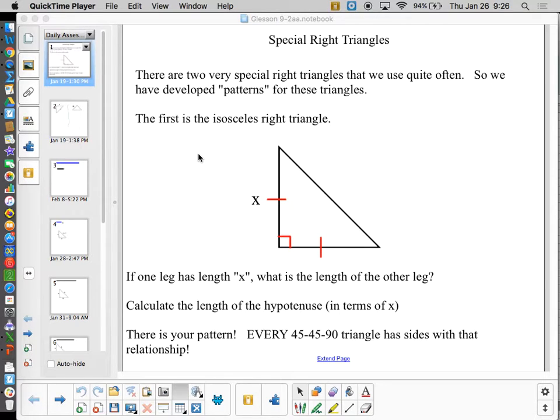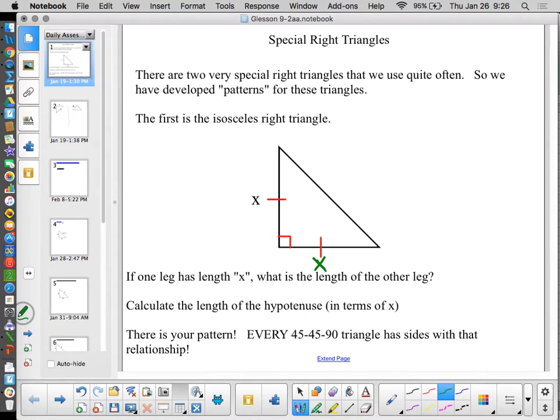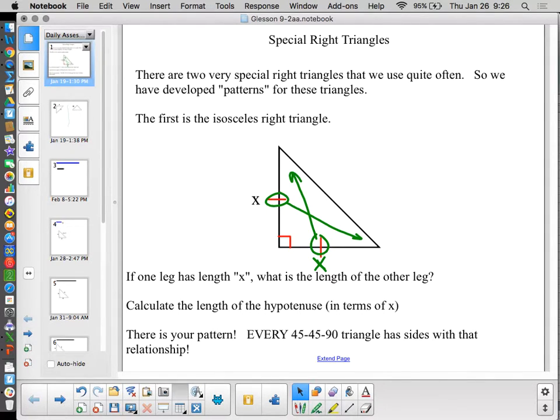All right, the first special triangle we're going to deal with, the special right triangle, is the isosceles right triangle. Now, isosceles triangle means a couple things. First, it means I have two sides that are exactly the same. So if this side is x, this leg is x, this leg is congruent, it must also be x. It also means if these two sides right here are congruent, that the angles opposite them must also be congruent. That's our old isosceles triangle theorem.